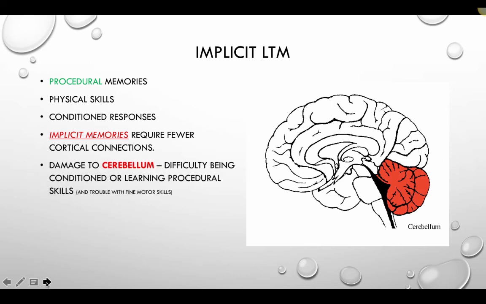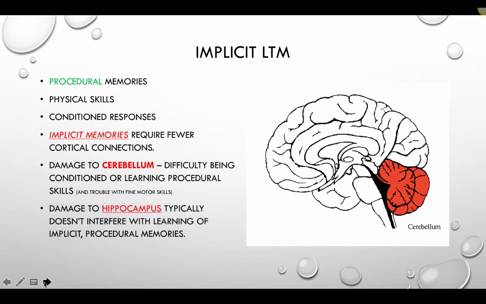Damage to the cerebellum would cause difficulty being conditioned or with habitual learning, and learning procedural skills like fine motor skills. Remember, the cerebellum is in the back, lower part of the brain. The eyes would be up to the left, the back of the head here to the right. So the cerebellum is a structure in the lower back of the brain. Damage to the hippocampus doesn't necessarily interfere with learning new physical skills, but you might forget you learned them because the hippocampus would damage explicit memory, so the memory for learning something new.